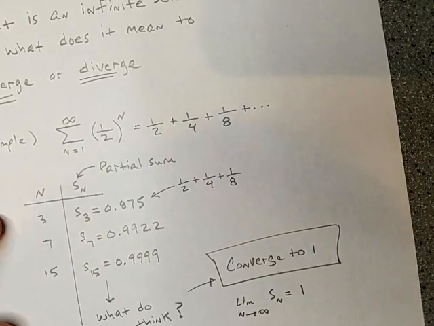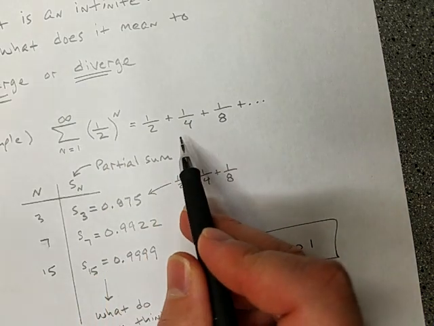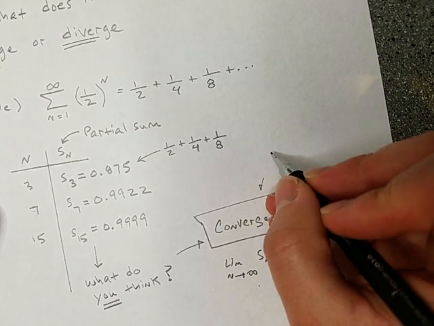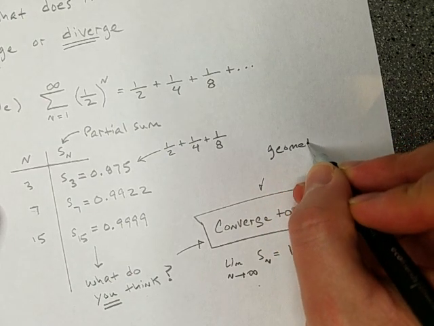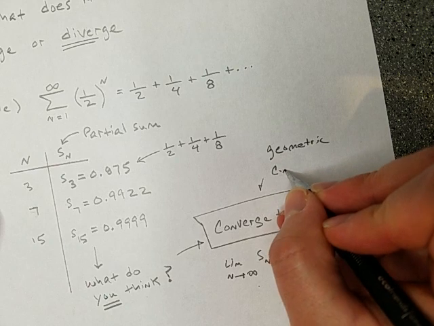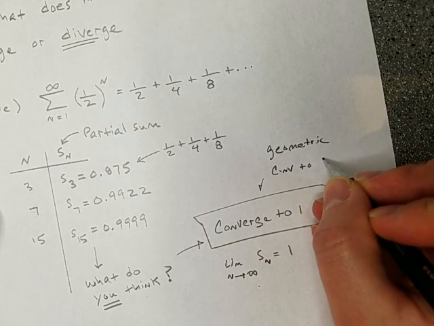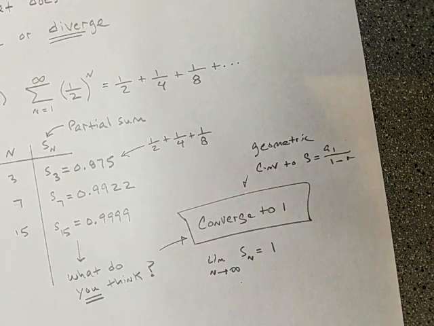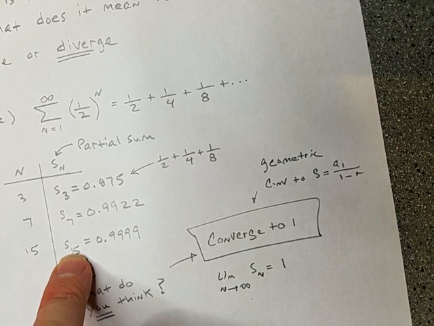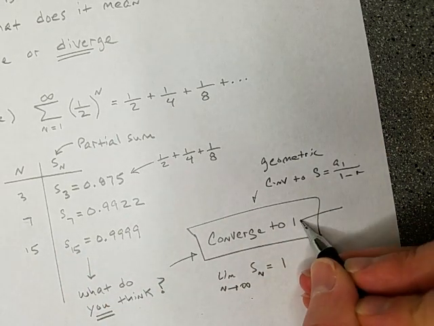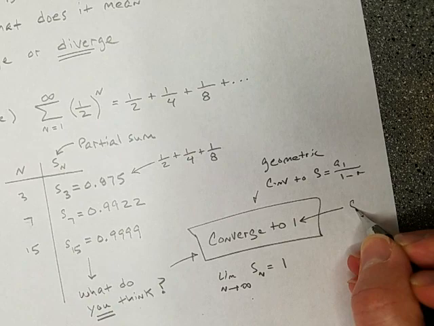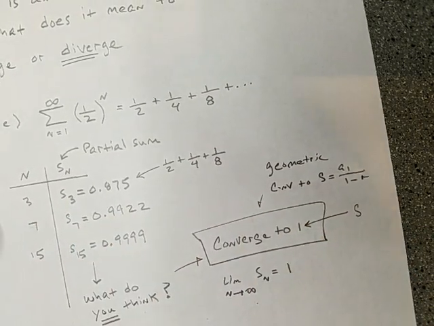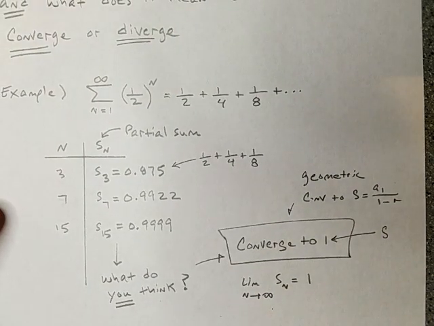Now you could also see this as a geometric series and prove it converges to 1 that way too. It is geometric, and it will converge to S equals a1 over 1 minus r, and that will be 1. So S sub n is the partial sum, and this number that we say it converges to is S. So S sub n is a partial sum, S is the infinite sum. It's the limit of the partial sums, you could say.